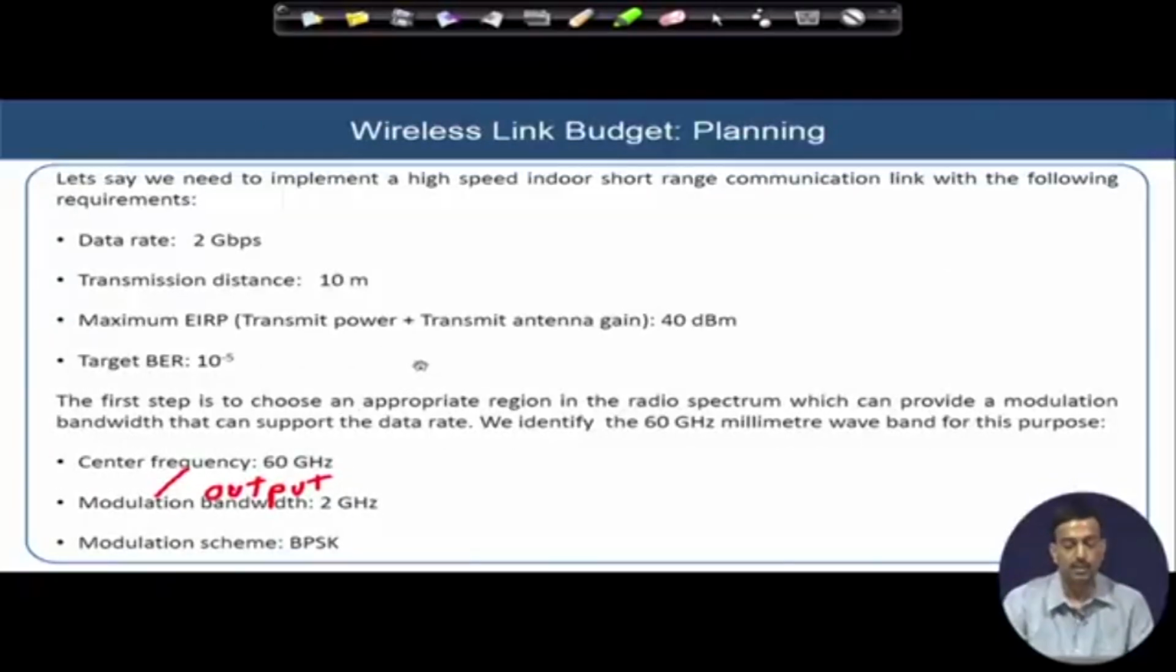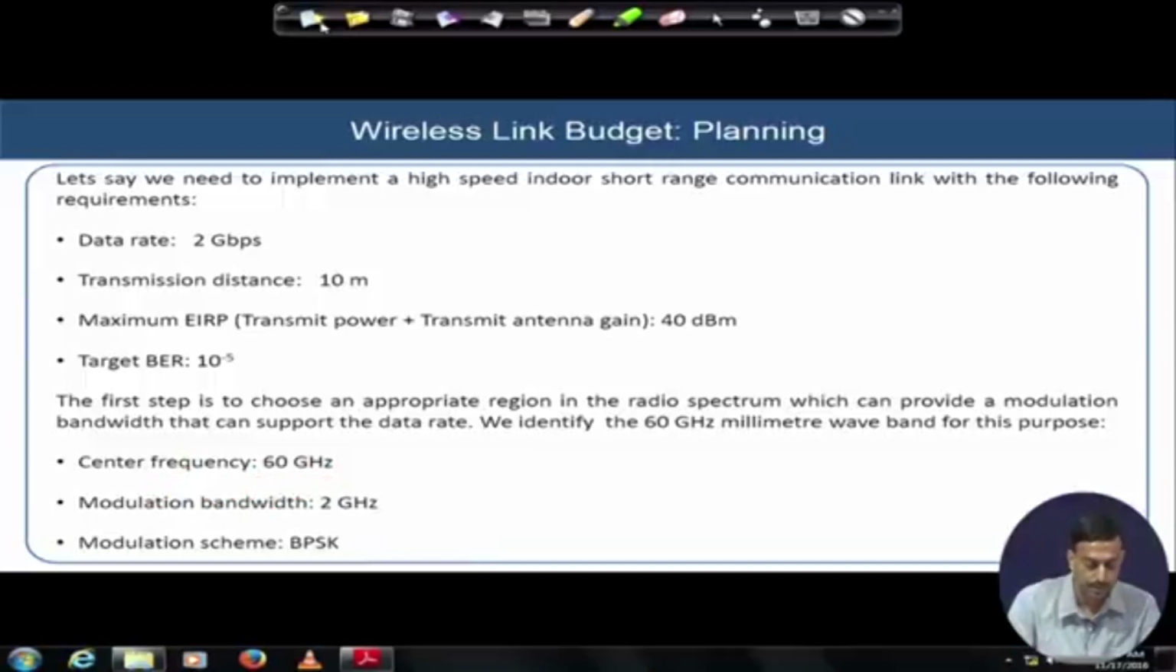So let us now see how this wireless link budget planning is done, and let us take a specific example over here. We notice that we have to implement a high-speed indoor short-range communication link, and the requirements are specified. For example, we need to support a data rate of as much as 2 Gbps, and we have a limited transmission distance, which is the transmitter to receiver separation distance, and since it's short range, we have only a distance of 10 meters. However, the data rate is quite high.